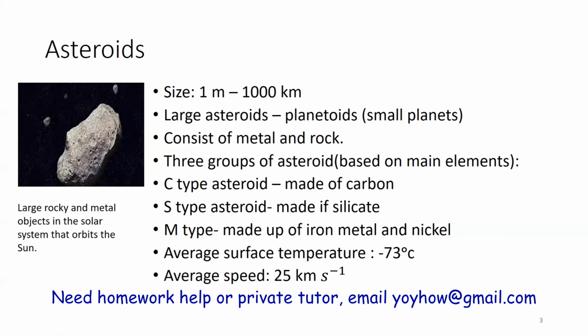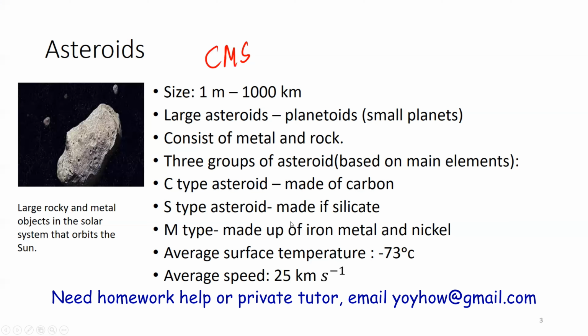Main elements. First, this one is very easy to remember. We have the cement factory here, we call it CMS, right? So for asteroids, CMS. A C-type asteroid is made up of carbon. An S-type is made out of silicate.